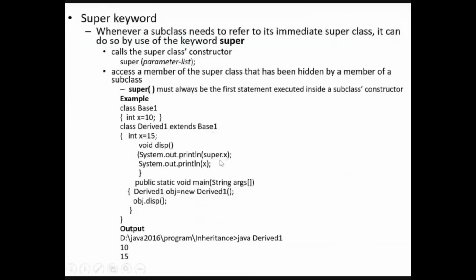So super dot x is used to access the base class data member. Just x is used to access the same class data member. And super is used to refer only to the immediate base class.